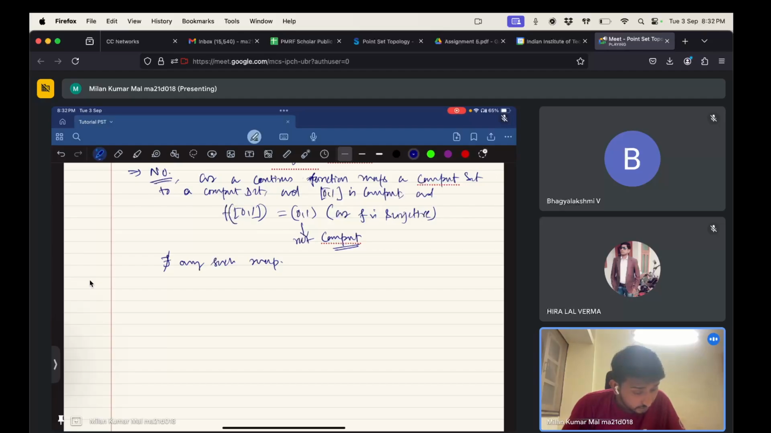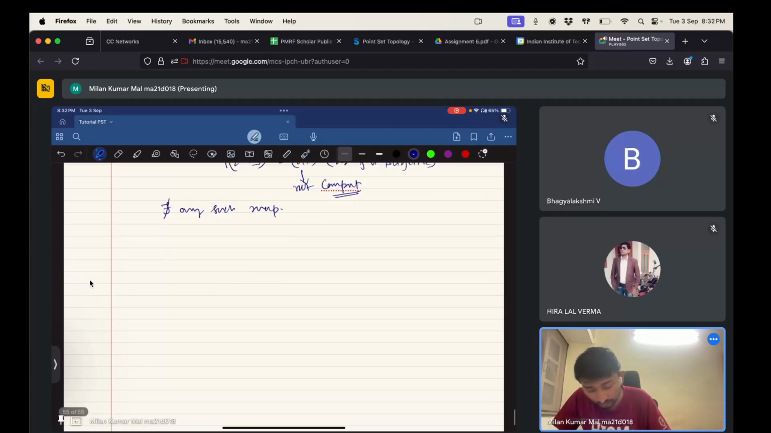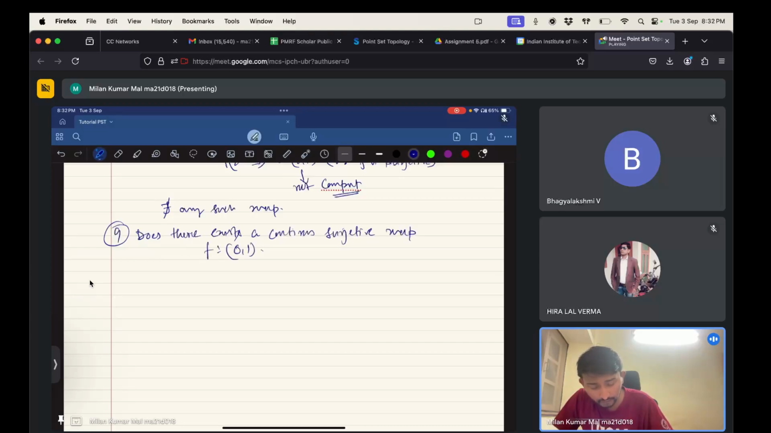Okay, next is 9. That is also right. I'll not copy that question. Does there exist a continuous surjective map f from the open interval (0,1) to the closed interval [0,1]? The answer is yes.